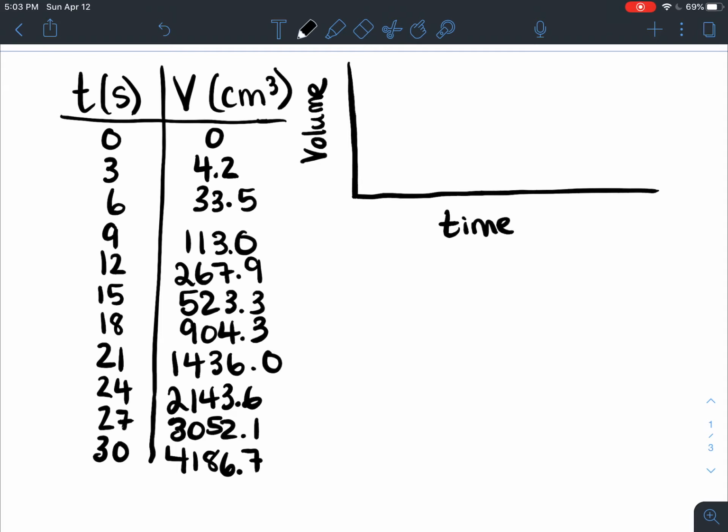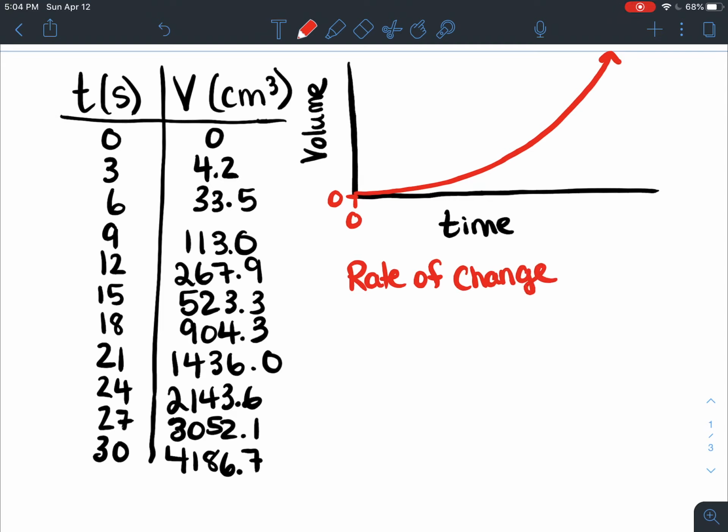And t is our independent variable. And our graph is going to look something like, I mean, I'm not putting any numbers on it, starting at 0, 0. It's going to be some kind of exponential graph. Okay, so if we wanted to find the rate of change, we would be expressing it as our change in volume divided by our change in time. Another way to say that is volume is expressed with respect to time.